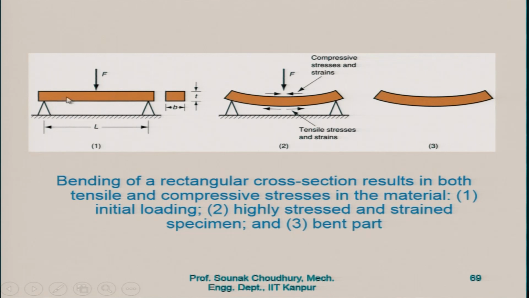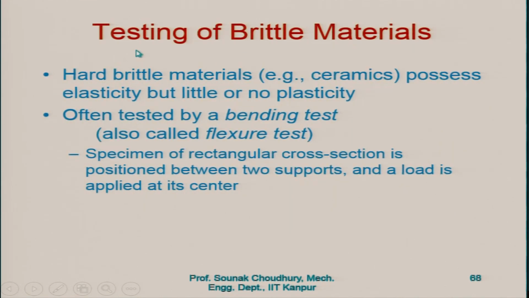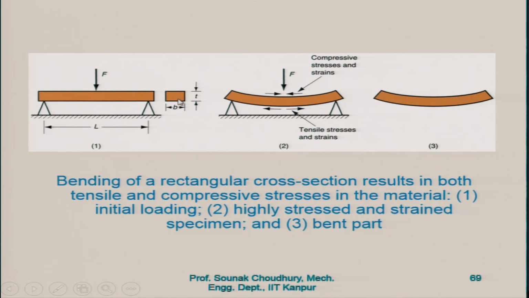So, this is the brittle material, testing of brittle materials. This is the cross section and here is the load given. That load will bend this, with compressive stress and strain here, and on the opposite side it will be the tensile stresses and strains. All right. Now, bending of a rectangular cross section results in both tensile and compressive stresses, as shown here. As it is applied from the top, once again I am repeating, this will be the compressive stresses and strains, whereas on the opposite side it will be the tensile stresses.